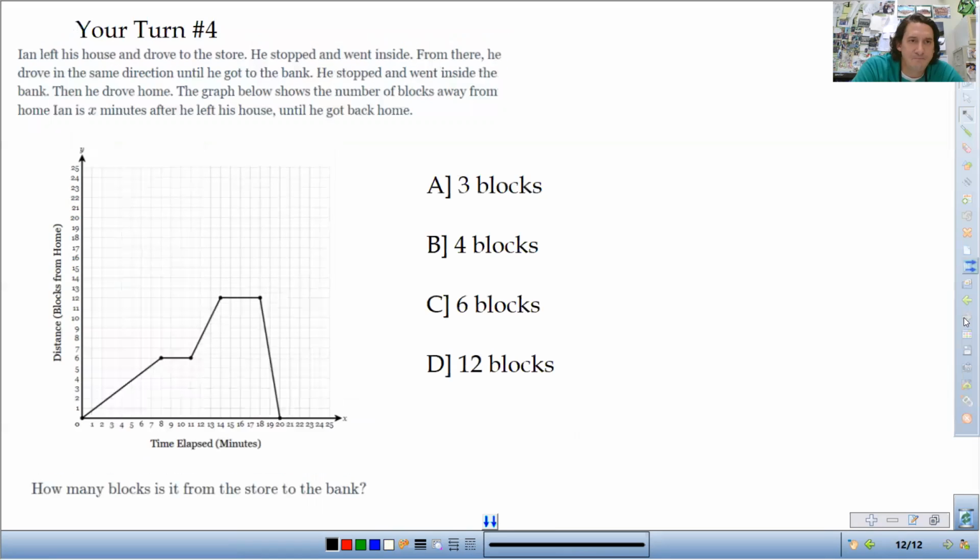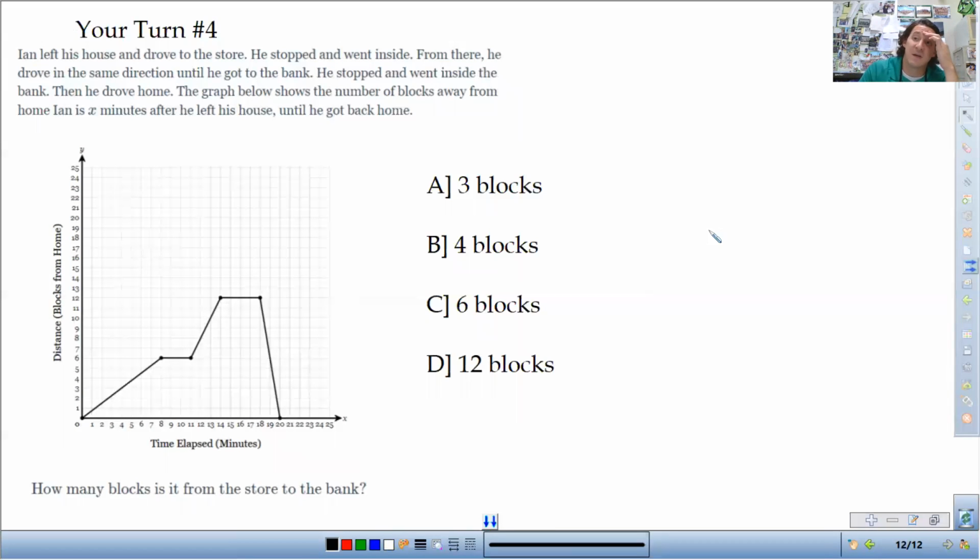So last problem, Ian left his house and drove to the store. He stopped and went inside. From there, he drove in the same direction until he got to the bank. He stopped and went inside the bank, then he drove home. The graph below shows the number of blocks away from home Ian is X minutes after he left the house until he got home. How many blocks is it from the store to the bank?